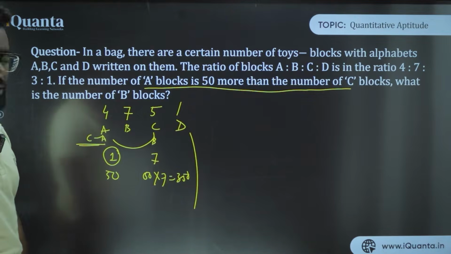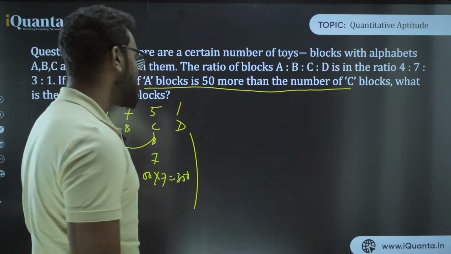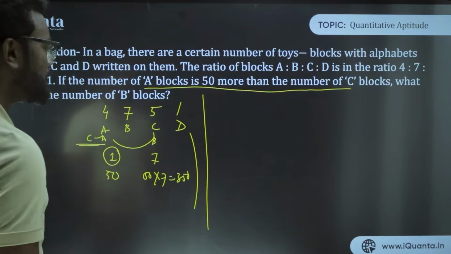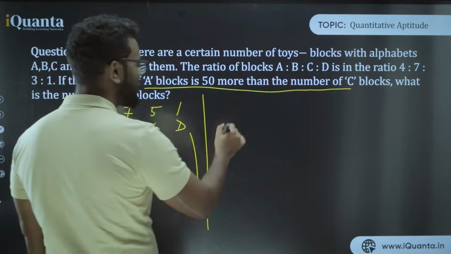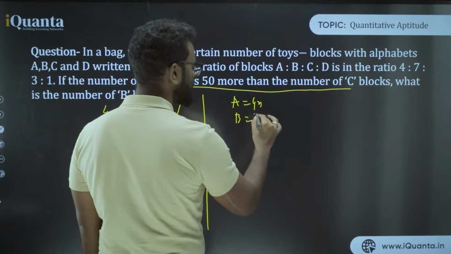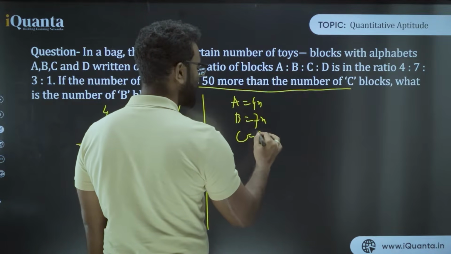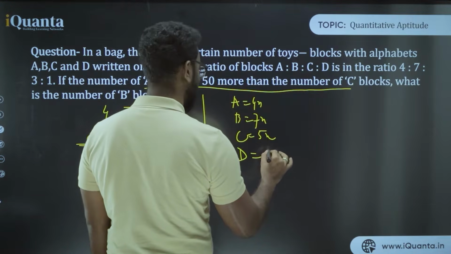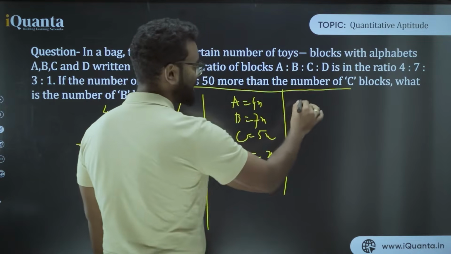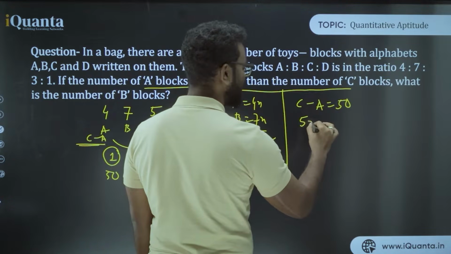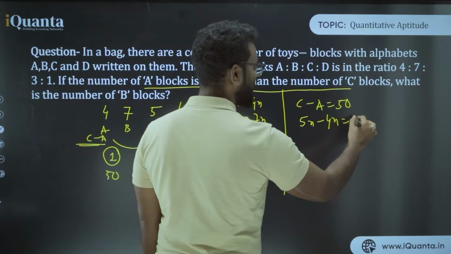And what else can you do? What is the other method you can solve this question with? That is also simple. You can say A is 4x, B is 7x, C is 5x, and D is x. C minus A is given as 50, so I can say 5x minus 4x is 50.